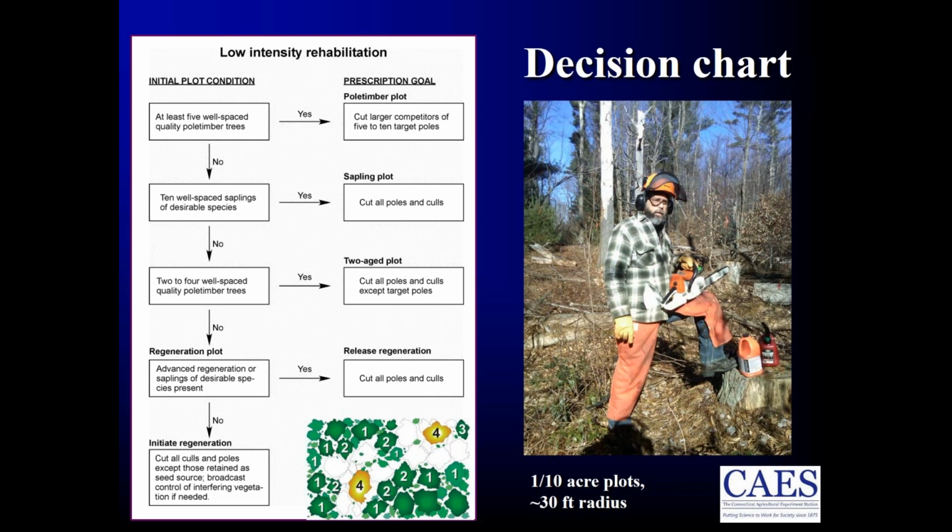If we didn't have any of that, we had a regeneration plot. We cut all the poles and saplings. If we didn't have any advanced regeneration, then after we cut all the poles and culls, we would actually do planting out there. So this idea of looking at the micro stand, looking at a 10th acre, what can we convert that stand into so we're going to have some quality trees growing on there in the future?